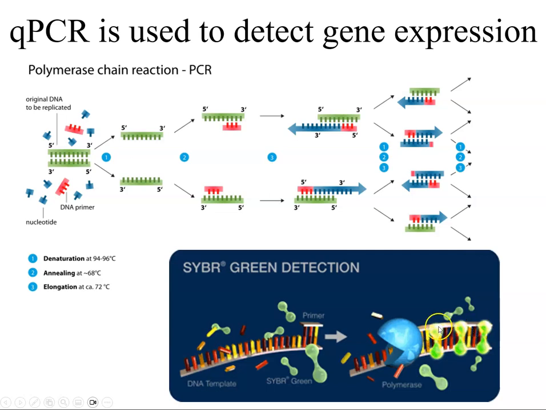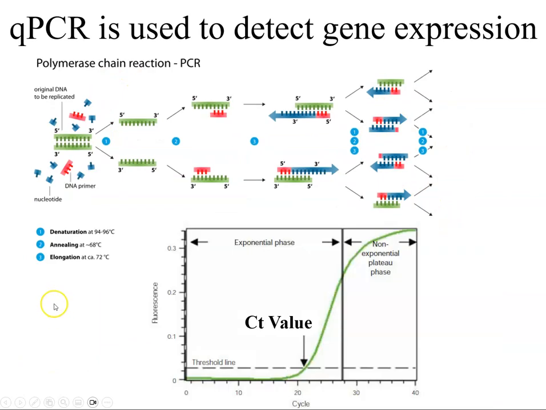So then we can look at the amount of green glowing in our experiments, and we can use that to figure out how much of our RNA we started with at the beginning. So again, this is called quantitative PCR, polymerase chain reaction. As we're elongating and doing this over and over again, the SYBR Green gets incorporated, and then it reaches a certain threshold value, so now we know we have this.